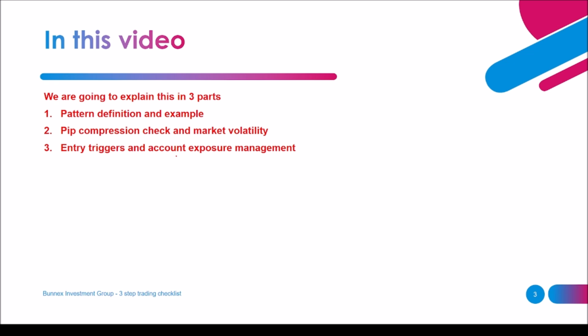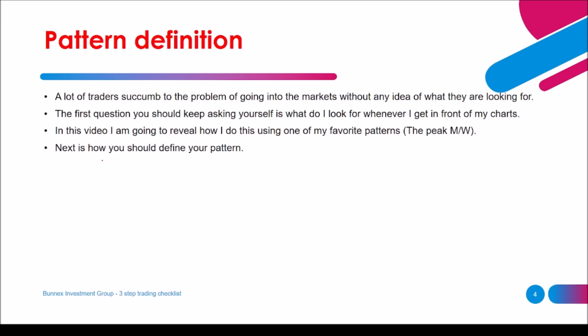So we are going to explain this in three parts. The first part being pattern definition, and I'll give you an example of how I do it. Then the second part is pip compression check and market volatility. You really need this to actually trade properly. Then last but not least, there are entry triggers and account exposure management. You need to know how much you're exposing your account to the market.